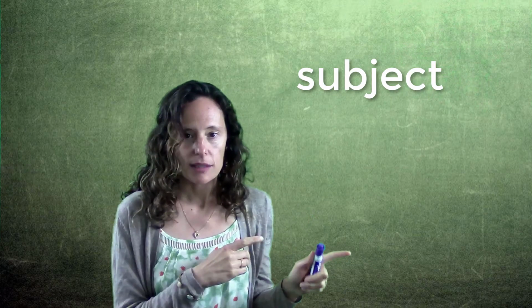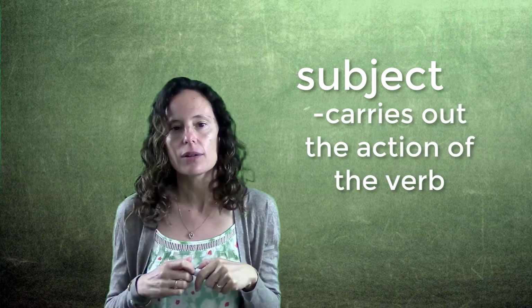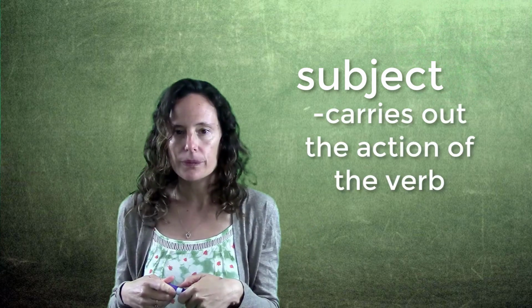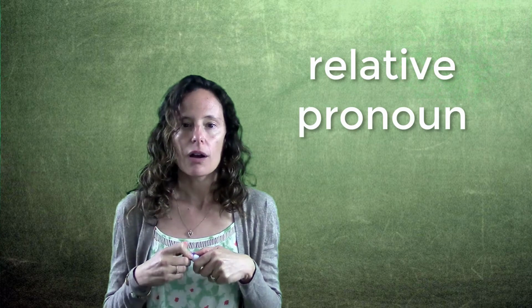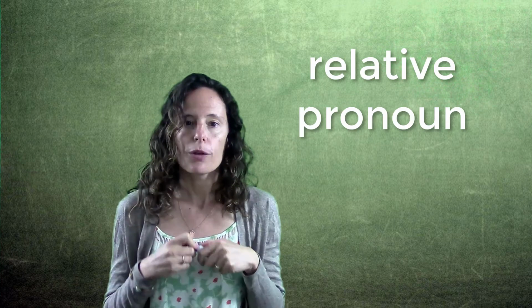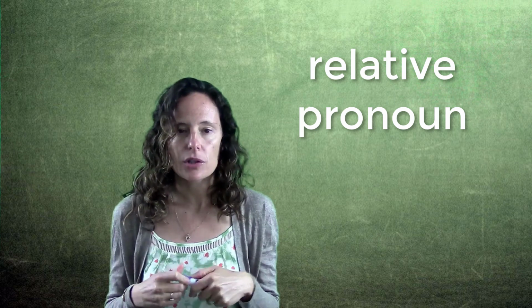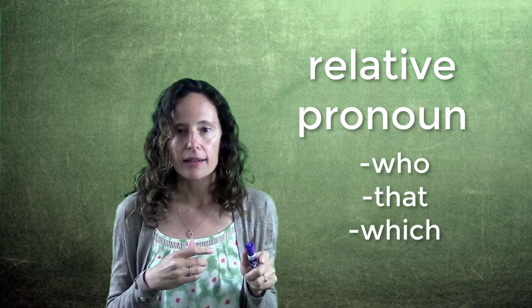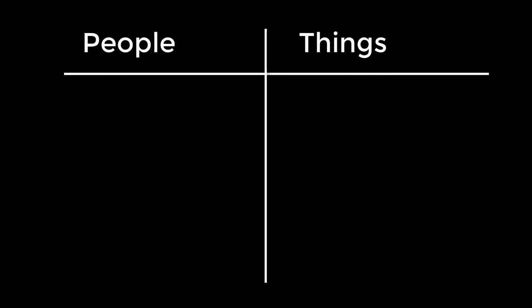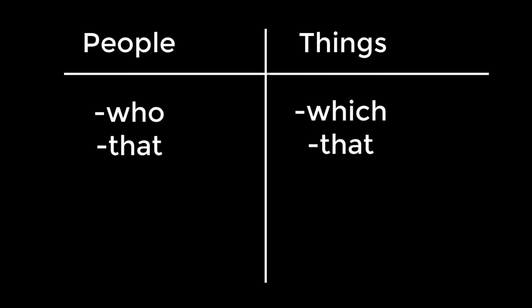A subject is the part of the sentence that carries out the action of the verb. The subject of an adjective clause is usually a relative pronoun. The most common relative pronouns are who, that, and which. When describing people, we use who or that. When describing things, we use which and that.